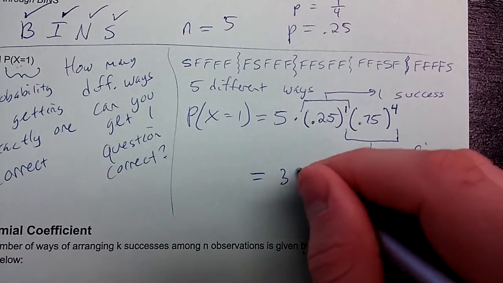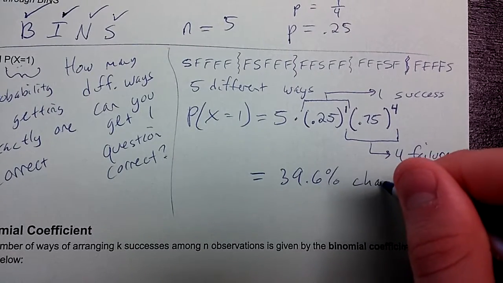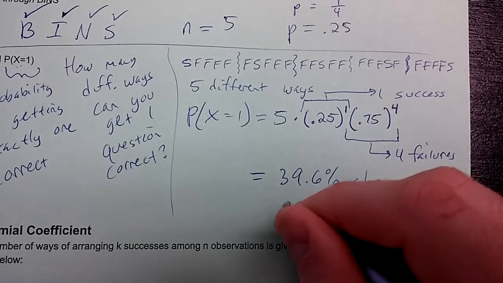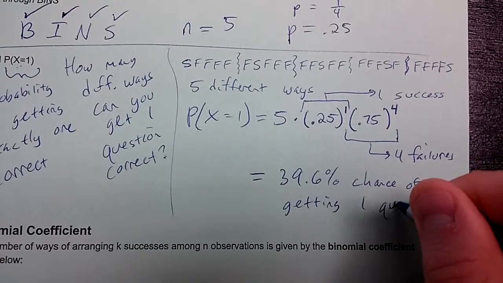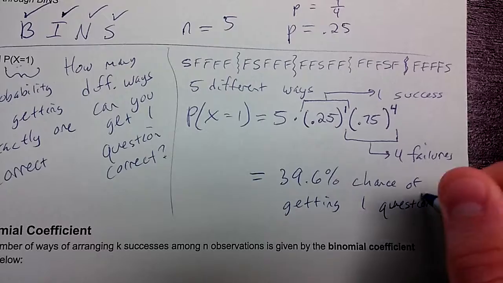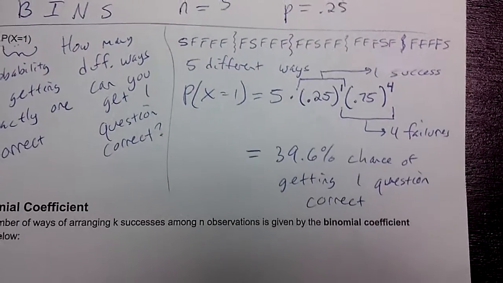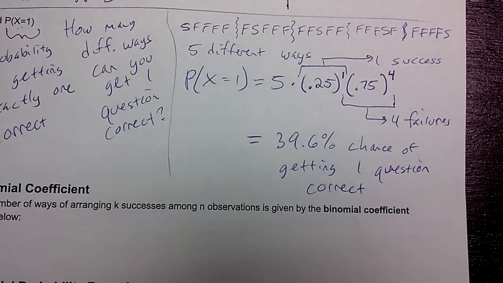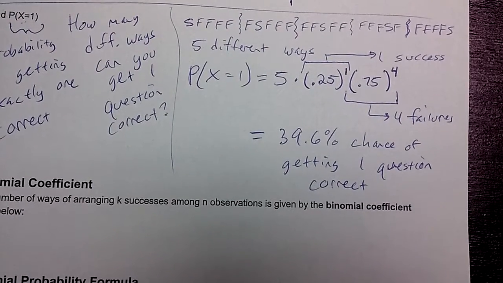And when you multiply that out, you get a 39.6% chance of getting 1 question correct. So not all that unlikely, almost 40%. It's almost a flip of a coin if you're just blindly guessing on a quiz.